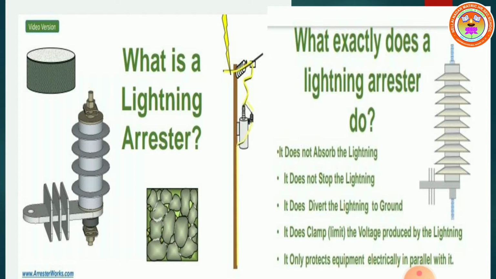What exactly does a lightning arrestor do? It does not absorb the lightning. It does not stop the lightning. It does divert the lightning to ground. It does clamp, that means limit, the voltage produced by the lightning. It only protects equipment electrically in parallel with it.